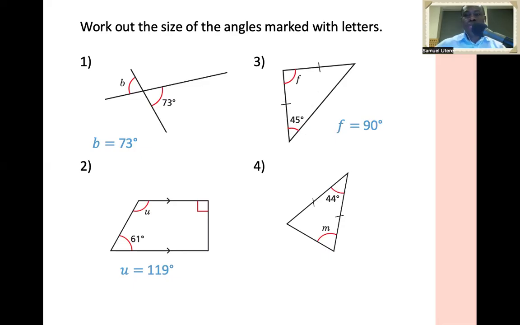For question 4, we know this is an isosceles triangle. So we can subtract 44 degrees from 180 degrees, and then whatever is left, we can divide it by 2 because the base angles of the isosceles triangle must be equal, and that is 68 degrees.